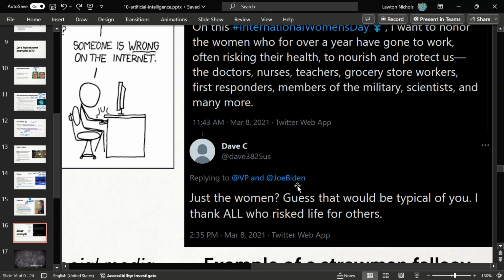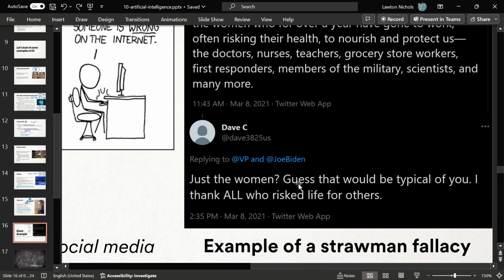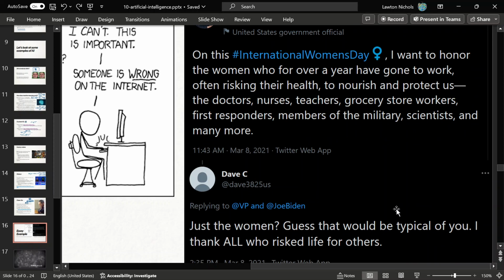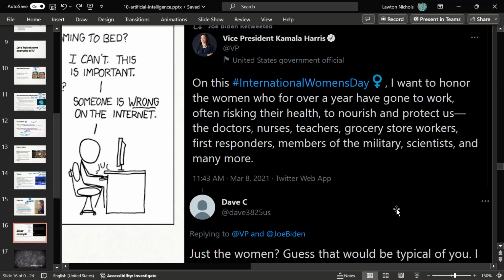And then this dude, Dave C., said, "Just the women? Guess that would be typical of you. I thank all who risked their lives for others." And so this is what you would do for this essay. You would be like, here's the quote. This dude said this in response to this. And this is an example of a straw man fallacy. So you name the fallacy and you say why. This is a straw man fallacy because this person is putting words in the vice president's mouth.